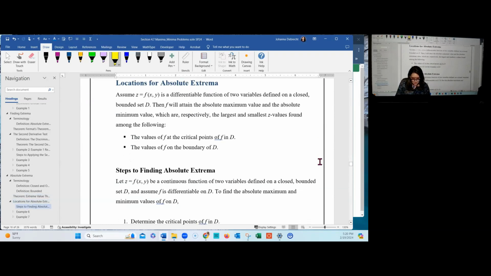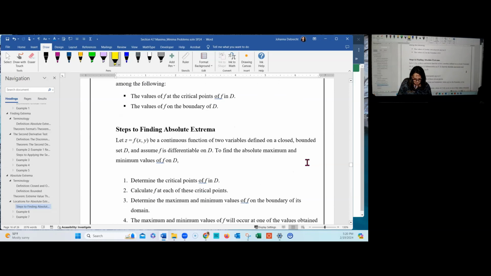Here are some locations for absolute extrema on a closed bounded region: either at the critical points of the inside or at any value of the function on the boundary. But the boundary has infinitely many points, so we're going to have to use our calculus 1 techniques and our calculus 3 techniques to parameterize the boundary in terms of one variable, then apply calculus 1 techniques to find the critical points on the boundary.